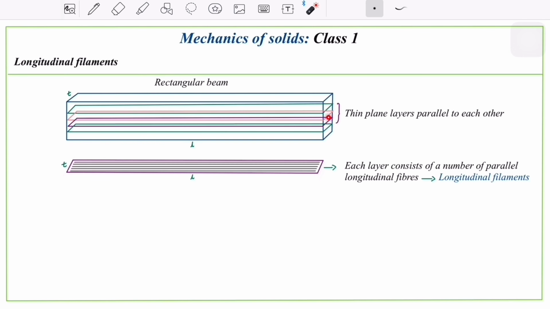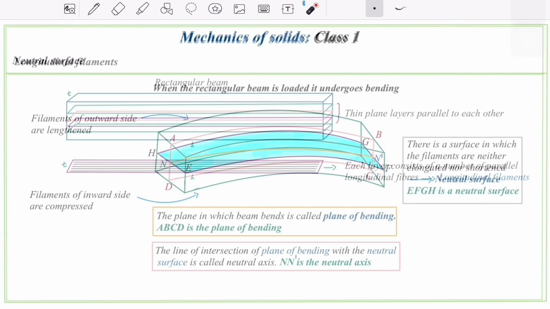Like this, and I have drawn it below. And this layer contains a number of parallel longitudinal fibers, and we can see that each layer in the rectangular beam consists of a number of parallel longitudinal fibers. They are called longitudinal filaments. So the rectangular beam contains layers which consist of longitudinal filaments.